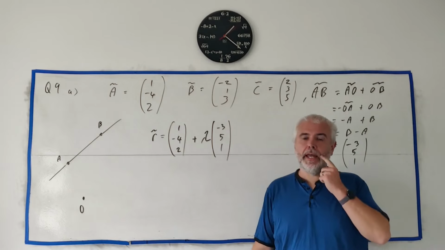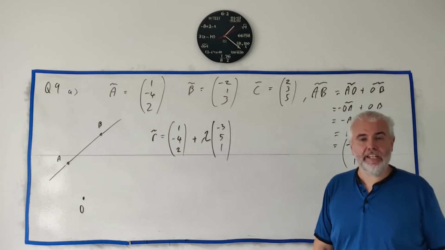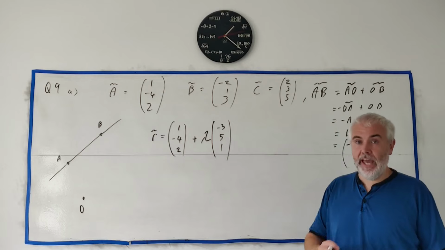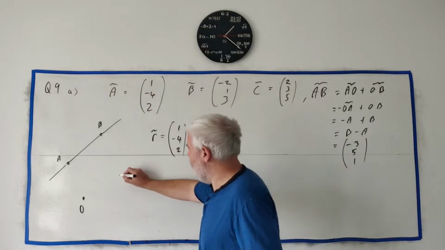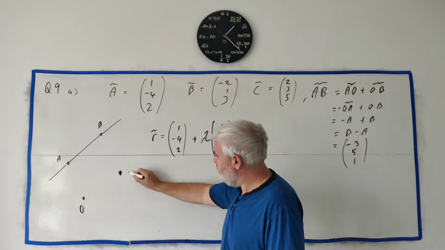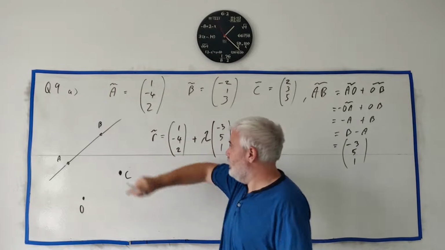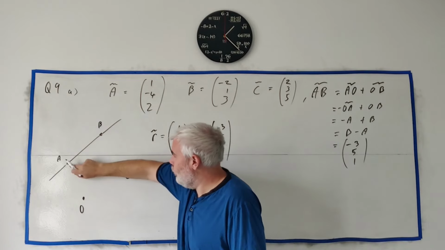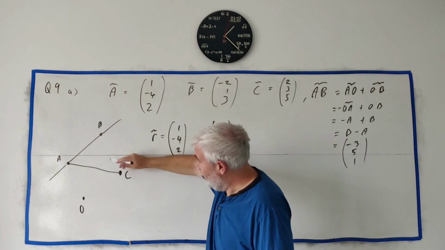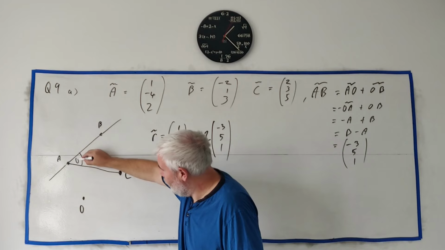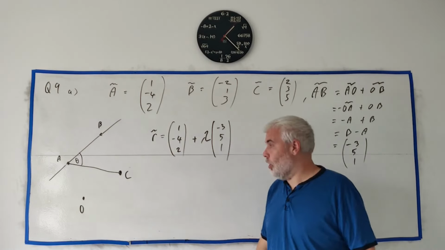Right, part B, they want you to find the exact value of the cosine of BAC. Let's add C into our picture here and put it in over here. So they're talking about BAC. That means we start at B, go to A, and go to C. This angle in here is the angle we're talking about. This is the theta we're talking about.